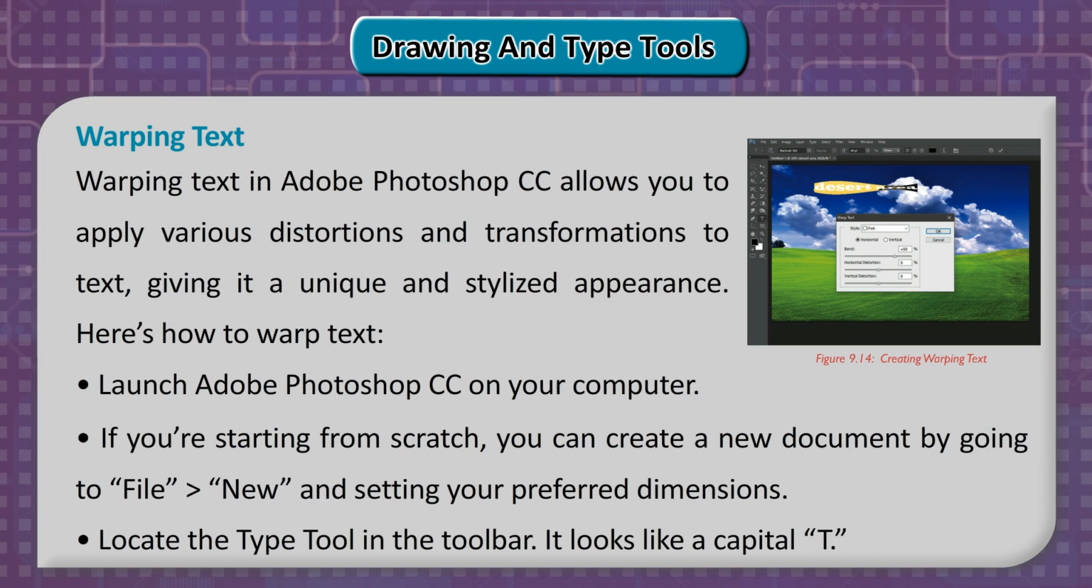Warping text. Warping text in Adobe Photoshop CC allows you to apply various distortions and transformations to text, giving it a unique and stylized appearance. Here's how to warp text. Launch Adobe Photoshop CC on your computer. If you're starting from scratch, you can create a new document by going to File > New and setting your preferred dimensions. Locate the Type tool in the toolbar. It looks like a capital T.